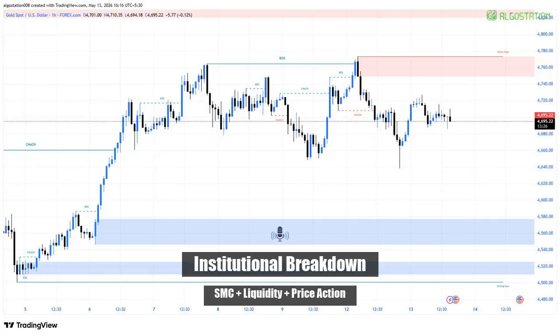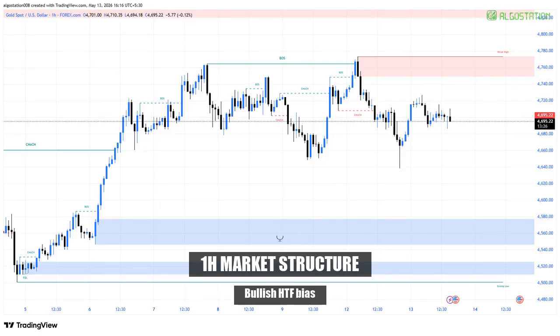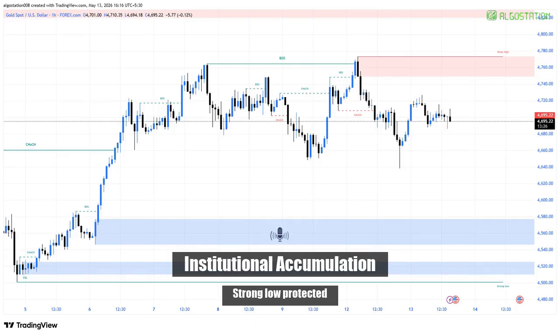In this breakdown, we'll decode gold using pure price action, liquidity theory, and smart money concepts, exactly how institutional traders read the market. Starting from the 1-hour time frame, gold remains structurally bullish. Price formed a strong impulsive expansion from the 4,500 region and continued creating higher highs and higher lows. This 4,500 region is the institutional anchor point.